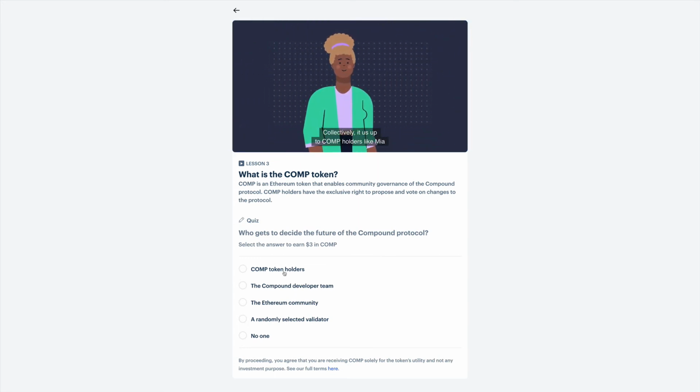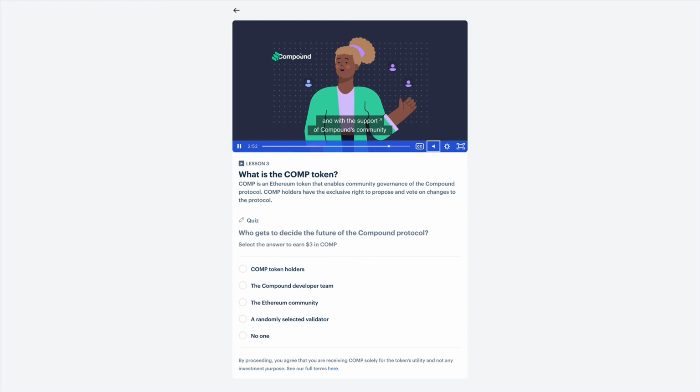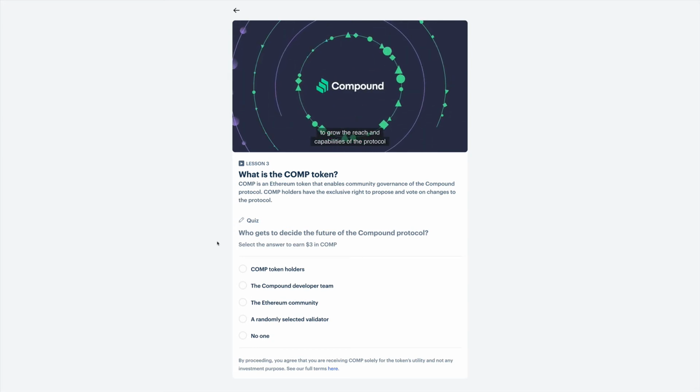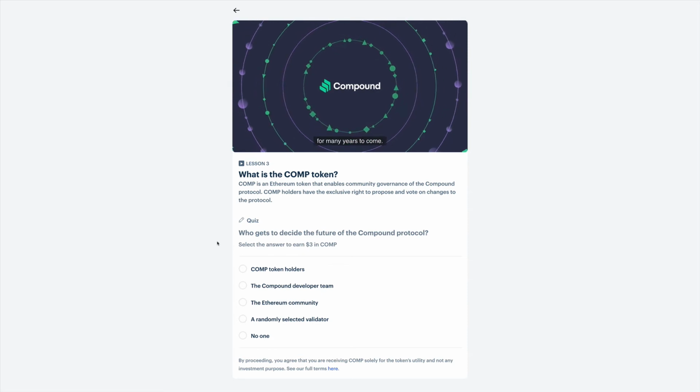Collectively, it is up to COMP holders like Maya to decide the future of the protocol. With Maya's help, and with the support of Compound's community of developers and users, Compound hopes to continue to evolve over time, adding new integrations and supported assets to grow the reach and capabilities of the protocol for many years to come.